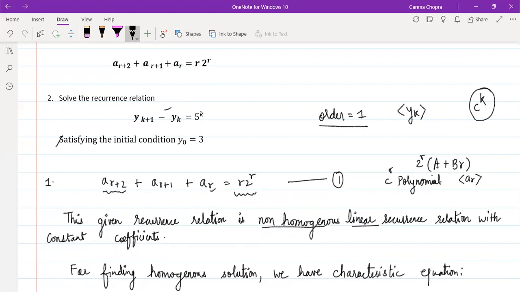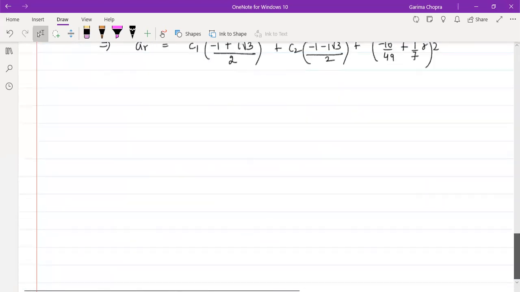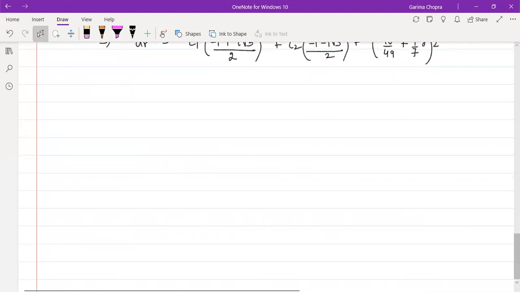This recurrence relation satisfies the initial condition, and one initial condition is given because the order is 1. And what is that initial condition? The first term of the sequence, y0, is equal to 3. With the help of this initial condition, we will be finding the constants which will be present in our solution. So let us take this problem: y_(k+1) minus y_k equal to 5 raised to power k, and the initial condition is that y0 is 3. So let us come and try the second problem.